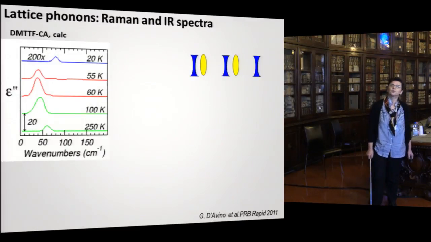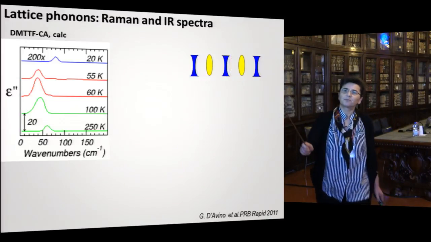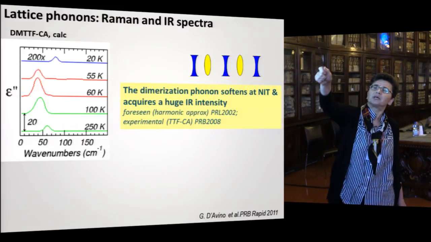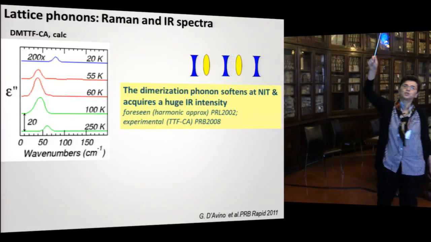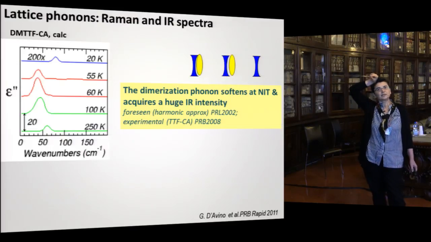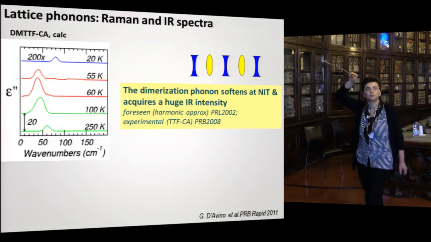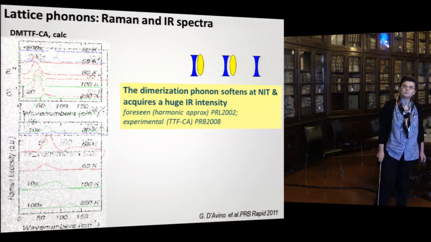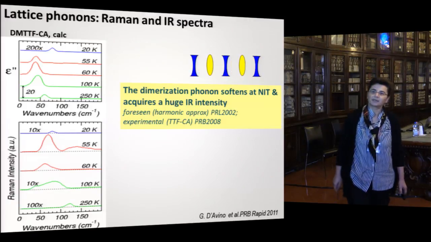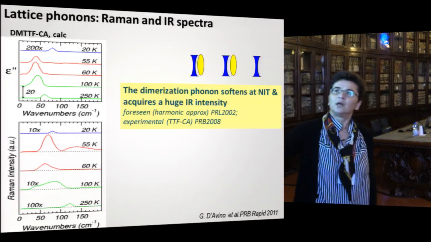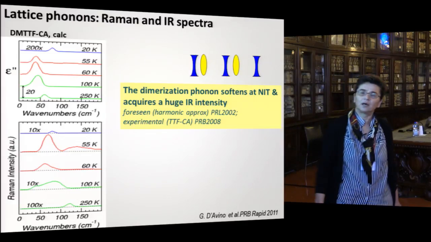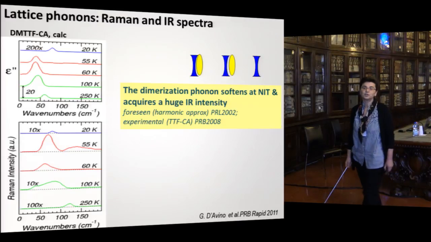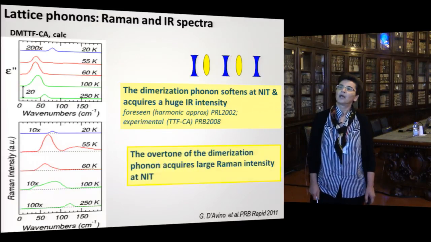We can go to the lattice phonon region. This is the infrared spectra calculated as a function of temperature. The dimerization mode appears with a huge intensity, but this was a result that was already obtained in the harmonic approximation. You don't need any anharmonicity to understand what happens here. But you need anharmonicity to understand what happens in Raman spectra, where we calculate the appearance, with a huge intensity at the transition, of an overtone. Again, the overtone is there because of anharmonicity.